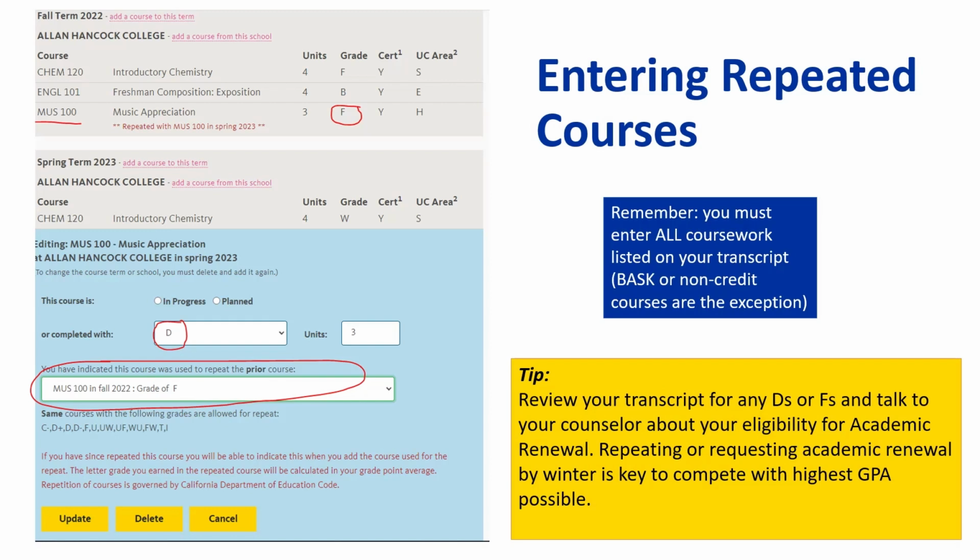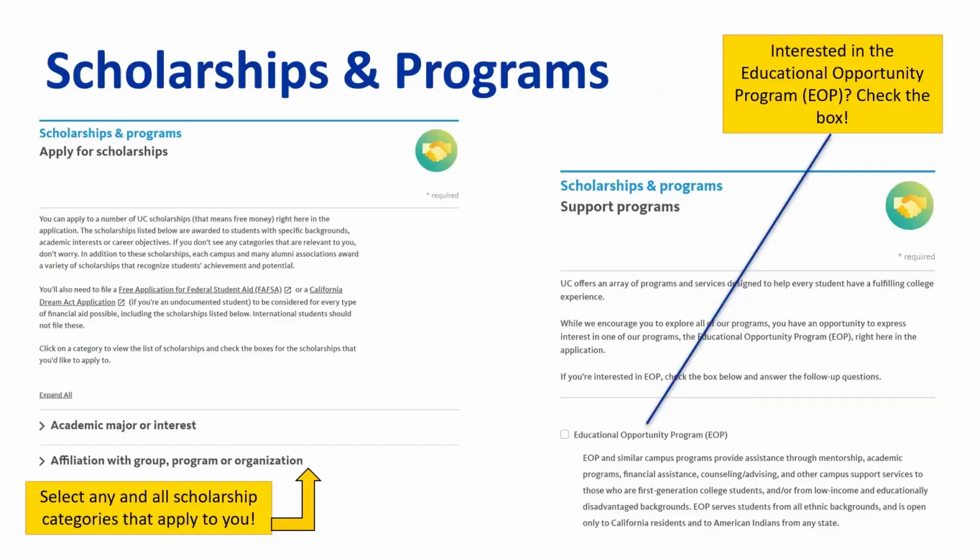In this case, right in front of you, you can see that Music 100 was attempted in the fall of 22, and the student received an F. But the student attempted it again in the spring of 2023. So in this case, the student just puts in the F, and the system is programmed to ignore the F because it knows that you took it again, and it's only going to calculate the D into your GPA calculation, not the F. So that's pretty cool.